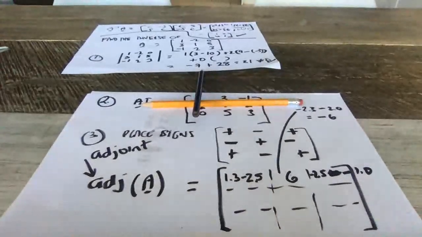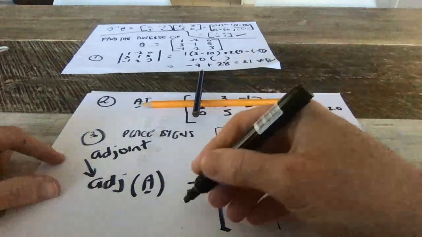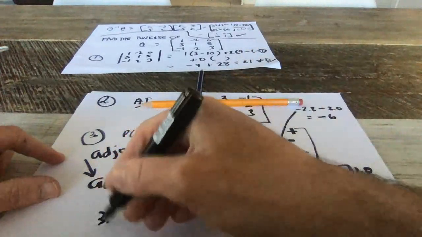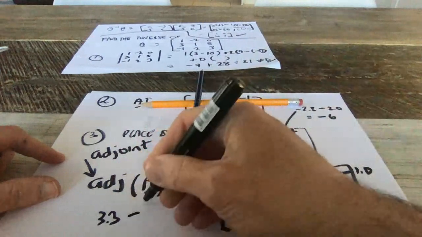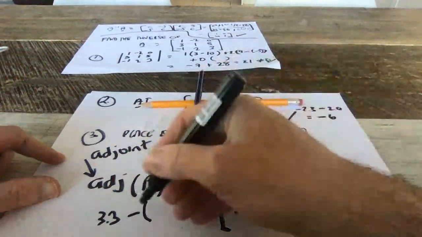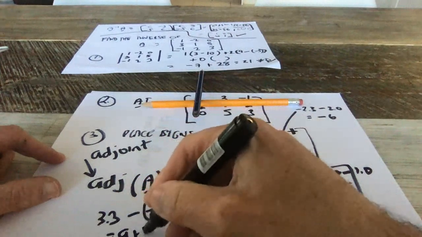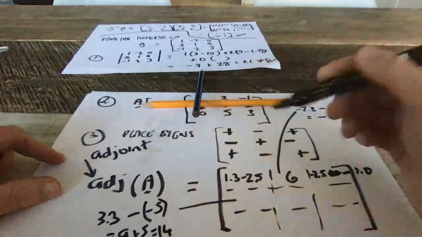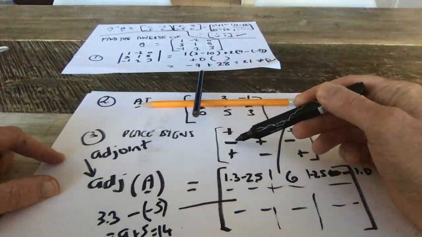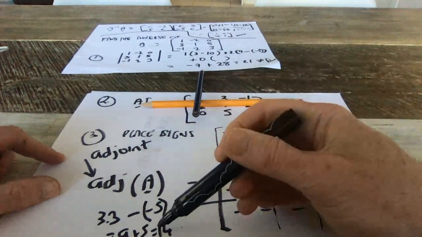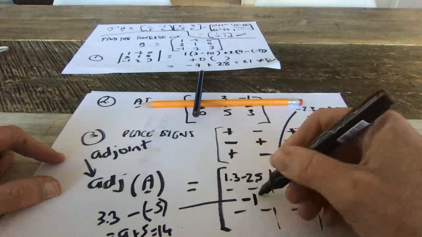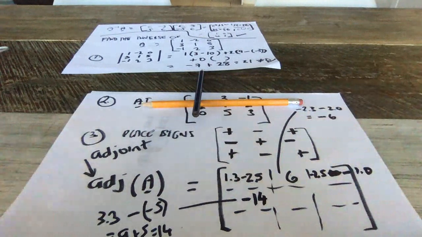Sorry. So what you do here is, can I just come over here? So you get 3 by 3 minus 1 by 5, which is minus 5. So that's 9 plus 5, which is 14. But because the place sign associated with this element here is minus, you must change the sign here, and this becomes minus 14. Okay? That's the way it works.